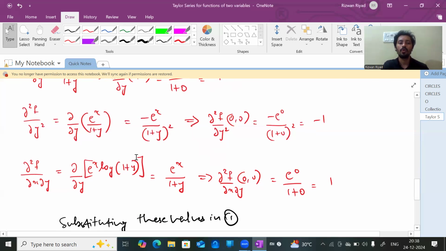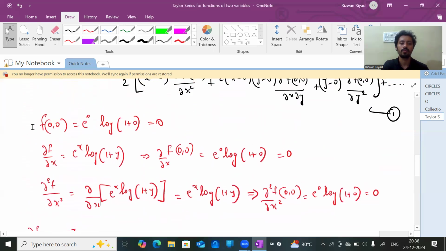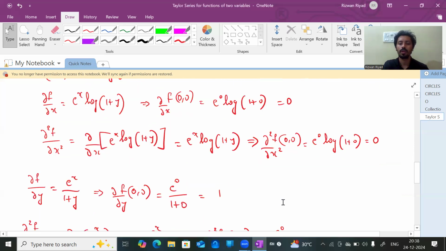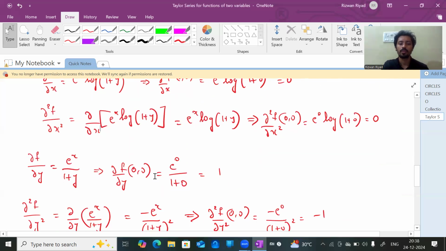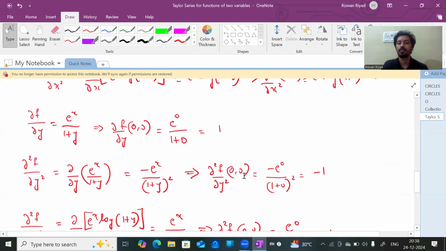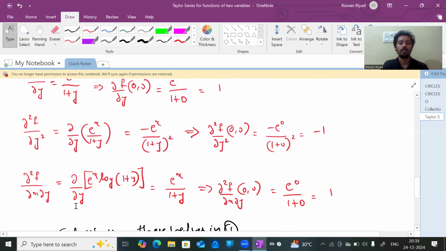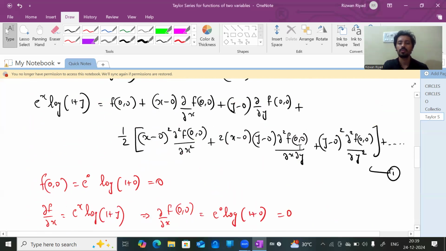Okay. Now we got all the values. f(0, 0) we got. ∂f/∂x at (0, 0) we got. ∂²f/∂x² at (0, 0) we got. ∂f/∂y at (0, 0) we got. ∂²f/∂y² at (0, 0) we got. ∂²f/∂x∂y, everything we got now. Let's just substitute these values in equation number 1.